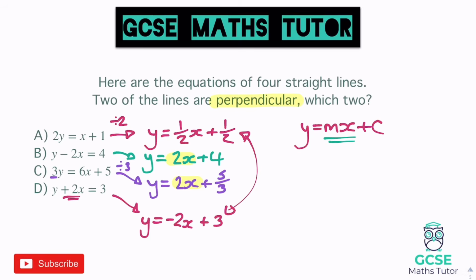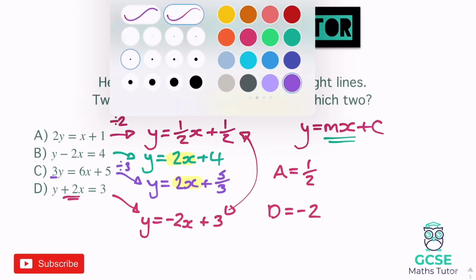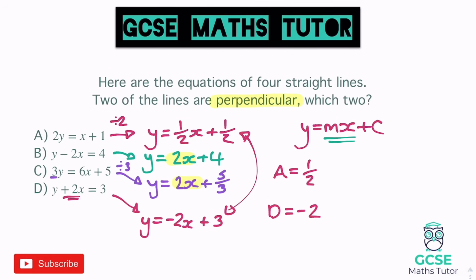So the gradient of the one at the top, so the gradient of A is a half, and the gradient of D down the bottom there is -2. And if we think about this, if half is my gradient, my negative reciprocal would be -2, wouldn't it? You'd flip it over, it'd be -2/1, which is -2. So therefore those two lines must be perpendicular, okay?